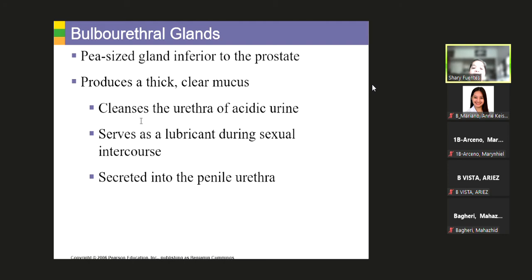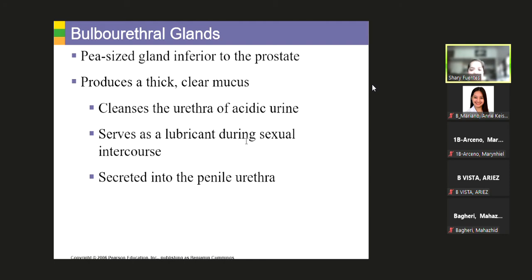Okay, they secrete alkaline fluid, no? Alkaline mucus, they produce a thick, clear mucus which is alkaline in nature. Okay, because the role of which is to cleanse the urethra of the acidic urine, and they serve as a lubricant during sexual intercourse, and they are secreted into the penile urethra.